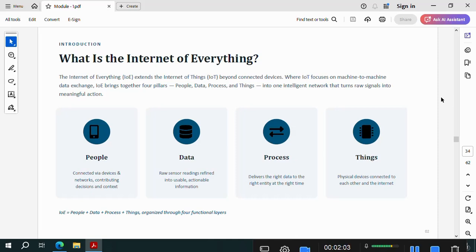These things get processed in a dual process, which is exactly the right way of get-in and get-out. It is a bilateral process, followed by physical devices connected to each other and the internet. That makes sense of connecting all these four together.